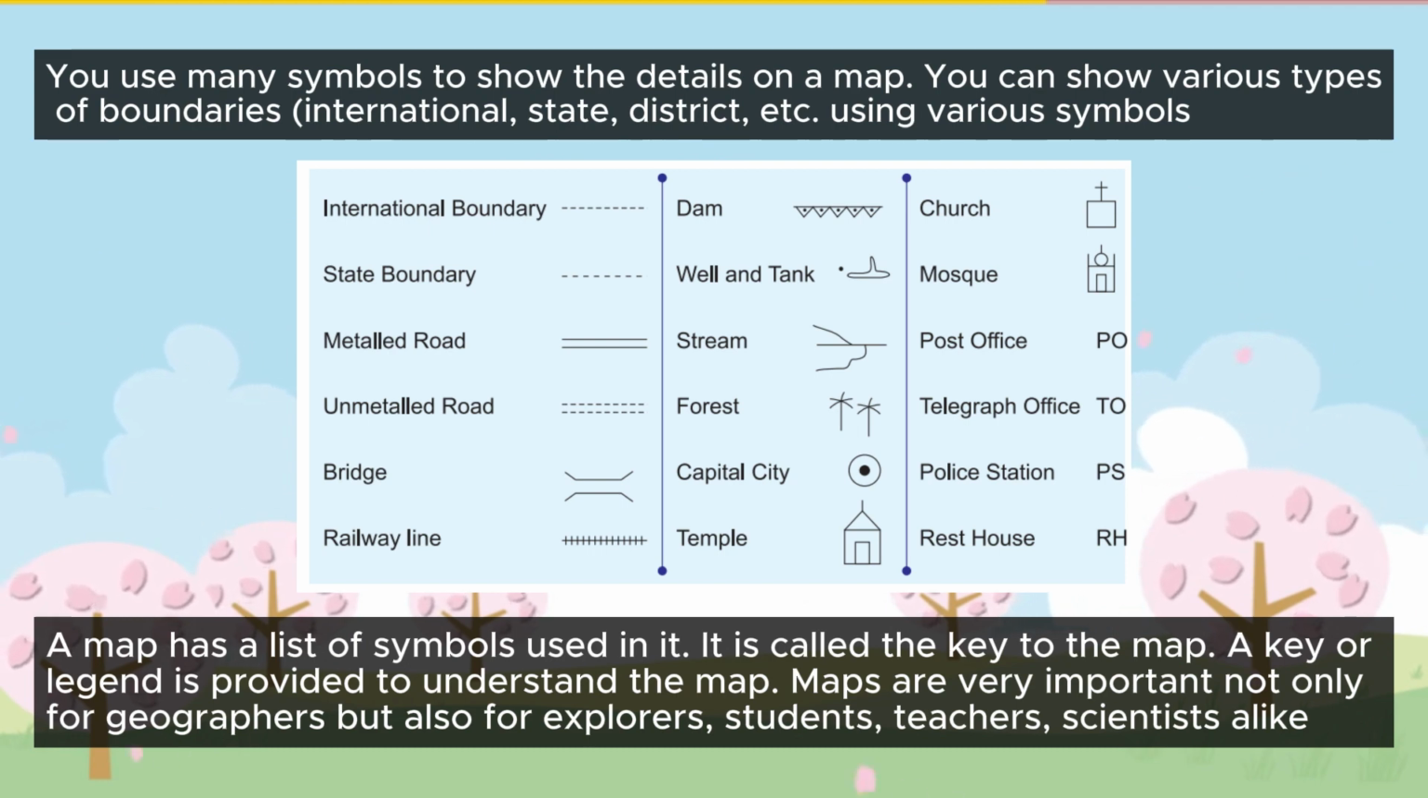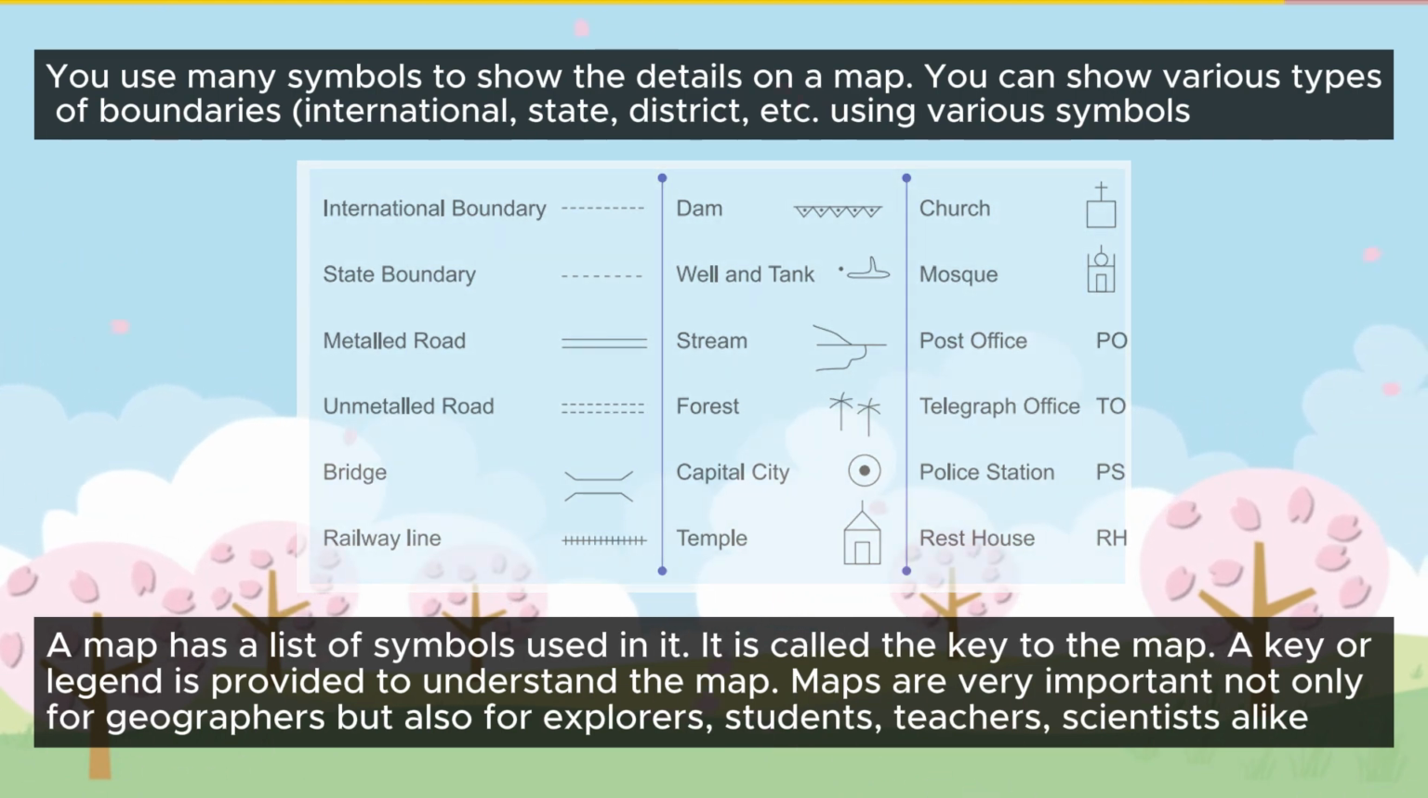It is called the key to the map. A key or legend is provided to understand the map. Maps are very important not only for geographers but also for explorers, students, teachers, scientists alike.